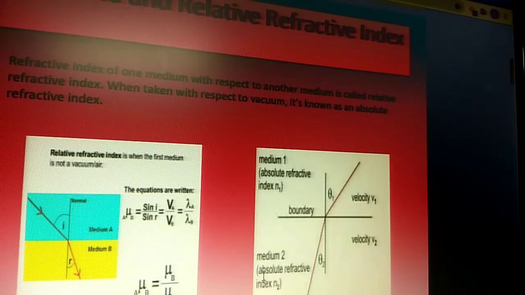So if you are talking about air and glass media, that is relative refractive index. Suppose you are talking about glass medium with respect to vacuum, about the refractive index, it is called absolute refractive index. So with respect to any other medium, when you are talking about the optical density, it is relative optical density or relative refractive index, or when you are talking with respect to vacuum, it is absolute refractive index.